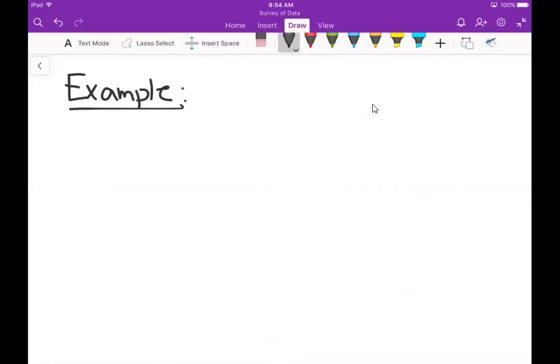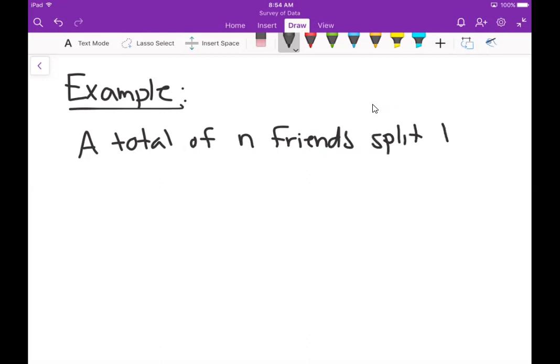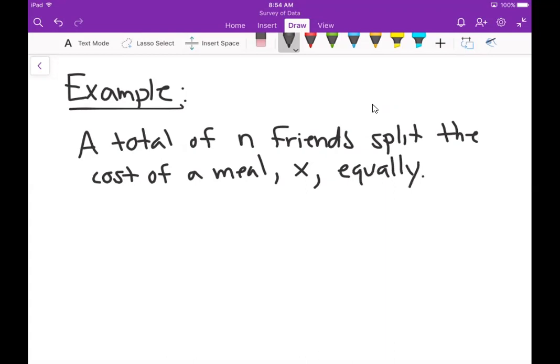All right, so in our scenario, we have a total of, first variable is n, a total of n friends split the cost of a meal x, so x is the cost of the meal, and they split that cost equally. So we have two variables. They each mean a couple of different things. n is the total number of friends, x is the cost of the meal. And they want to split that cost of the meal equally.